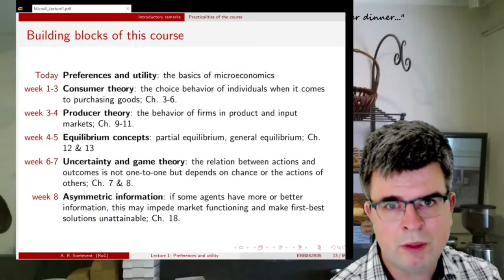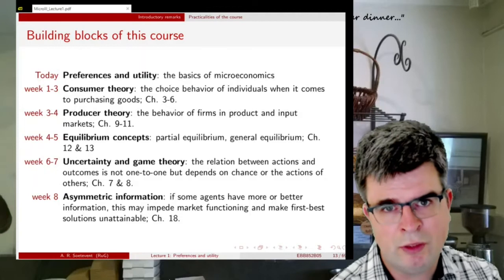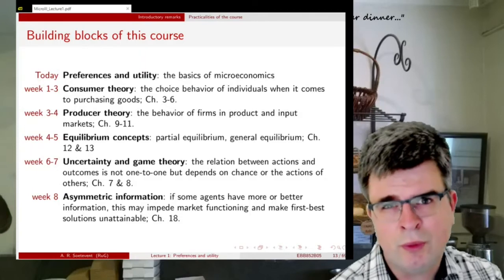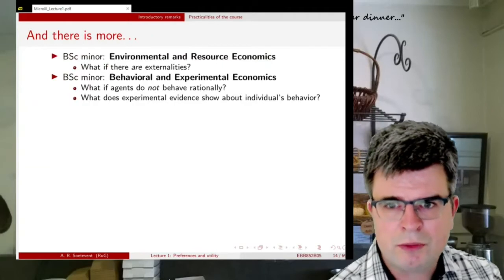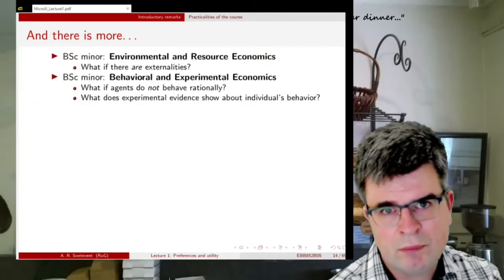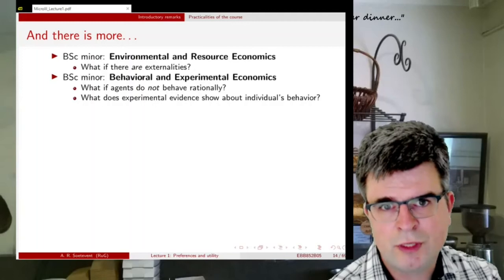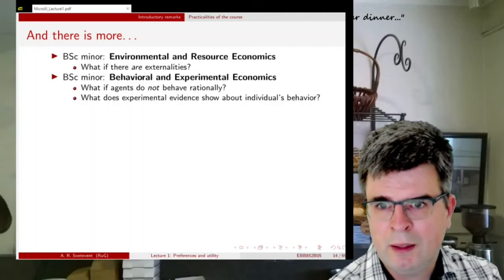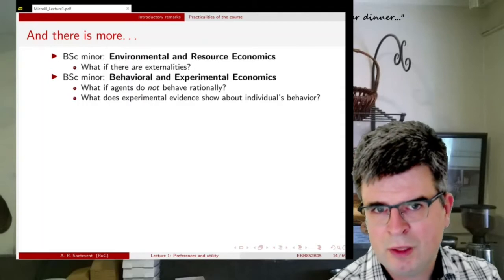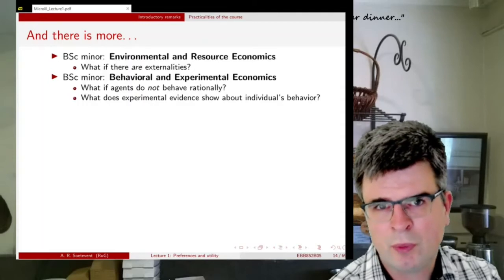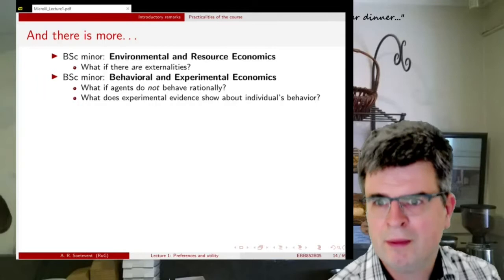And we will do a part on asymmetric information and do a little bit of auction theory there. Now, then there is more, besides these 3 microeconomics courses. Some of you will be near the end of their studies. For them, it will be the final course, which is great.